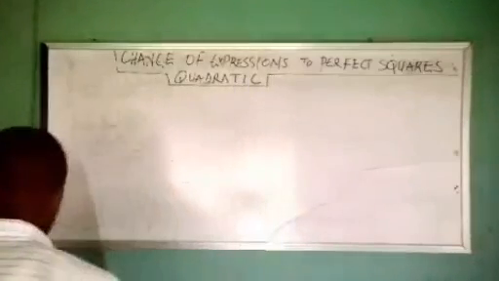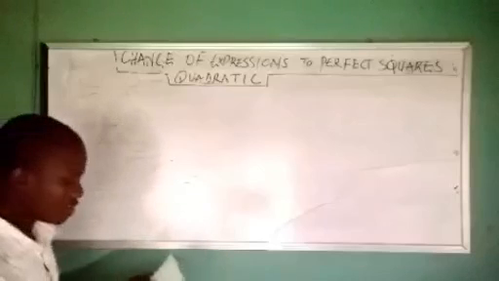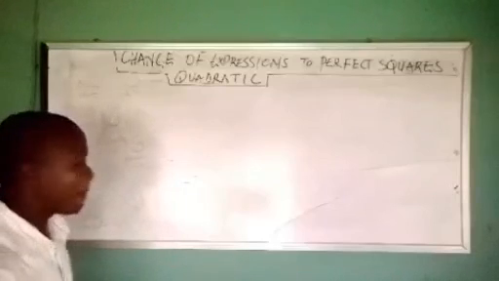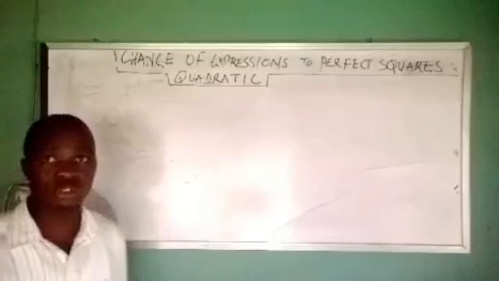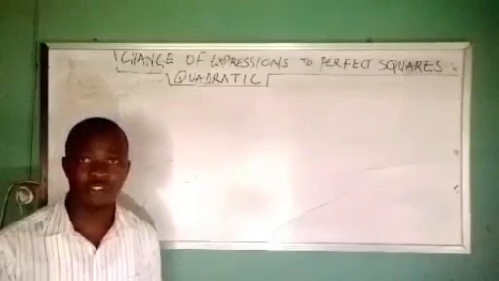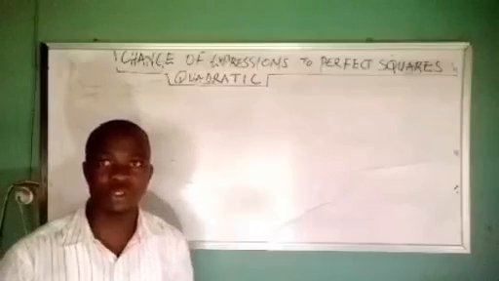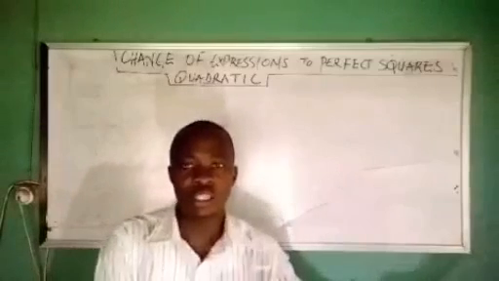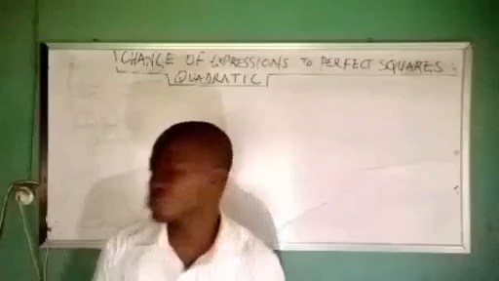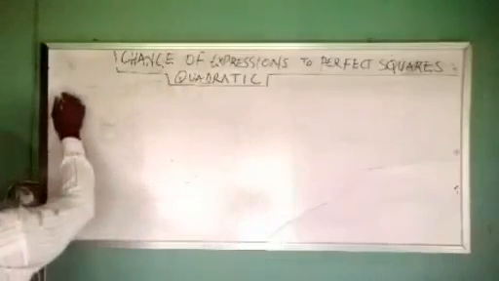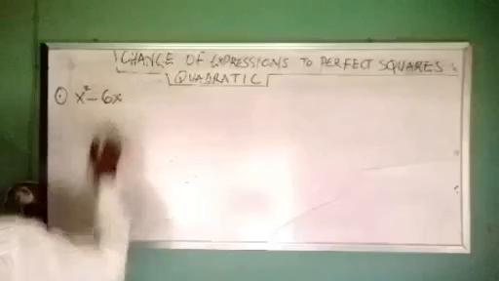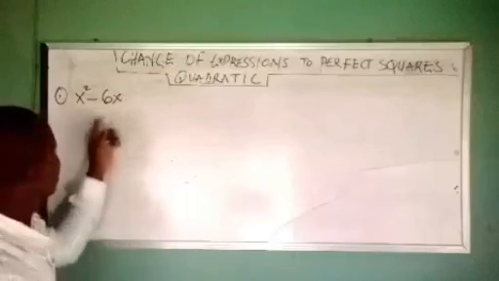So now let's say we are given this kind of question. They said we should change the following to perfect square, and also we should factorize. If God permits us, we'll be able to factorize. But the main thing we are going to do here is how we can complete it to make that expression a perfect square. So now the first one is x squared minus 6x. You can see x squared minus 6x.